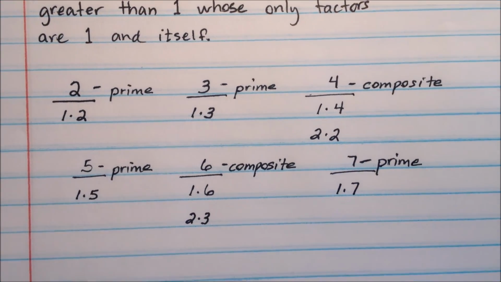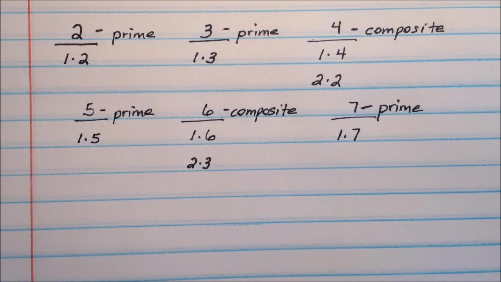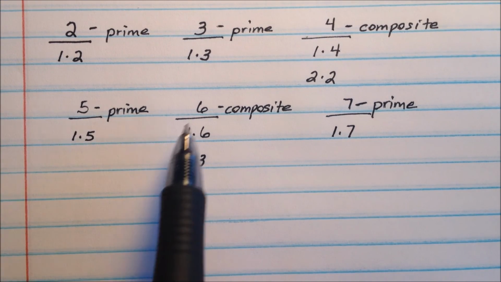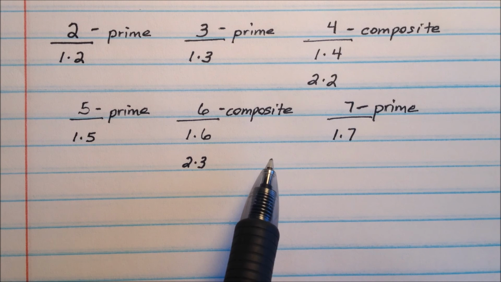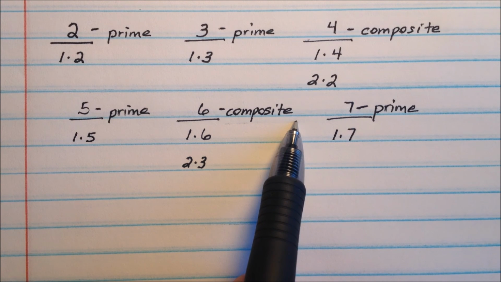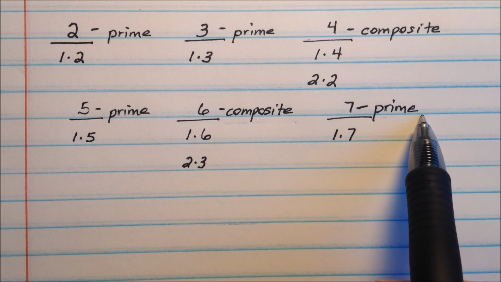Anyway, we could continue this all day long and just go straight down the numbers, but this is the idea. We're going to look for factors other than just 1 and itself, and if there exist factors other than 1 and itself, then the number is going to be composite. However, if 1 and the number are its only factors, we're going to consider it as prime.